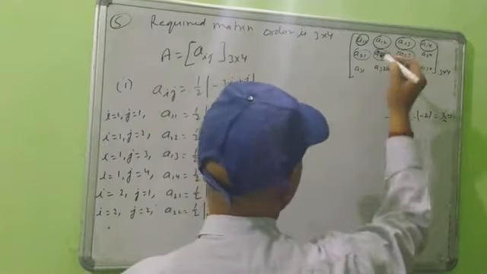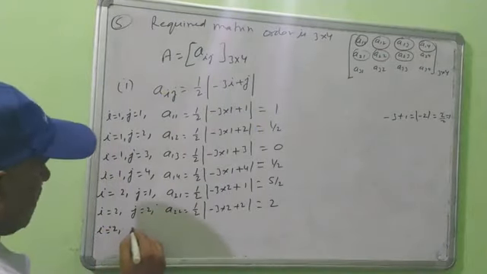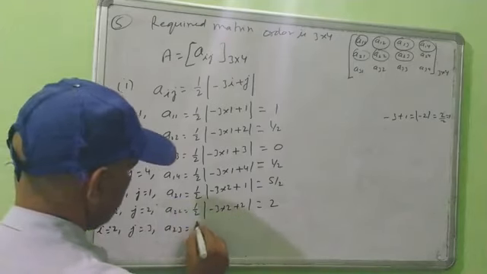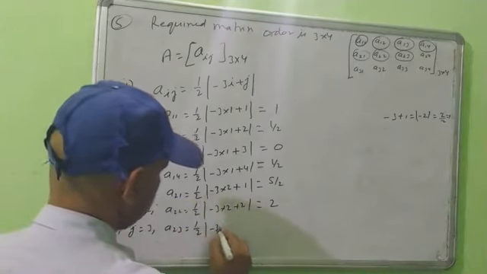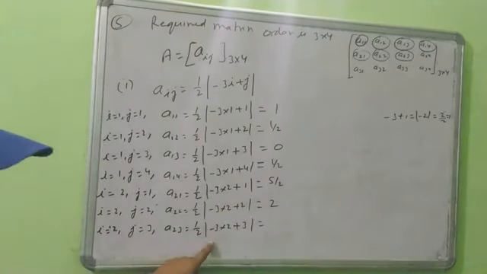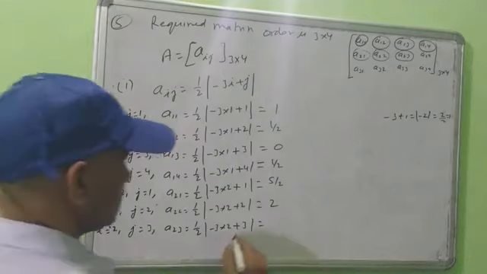Then next, here a23. i equal to 2 and j equal to 3. The answer: 2 into 3, 1 by 2, mod, 3 into 2 plus 3. So 3 into 2 is 6, minus 6 plus 3, the answer is minus 3. So then the answer is 3 by 2.